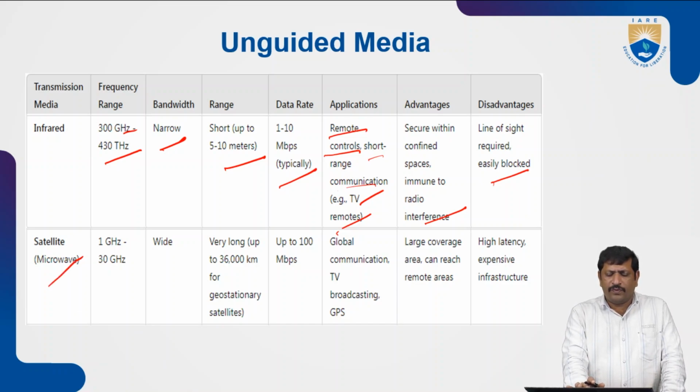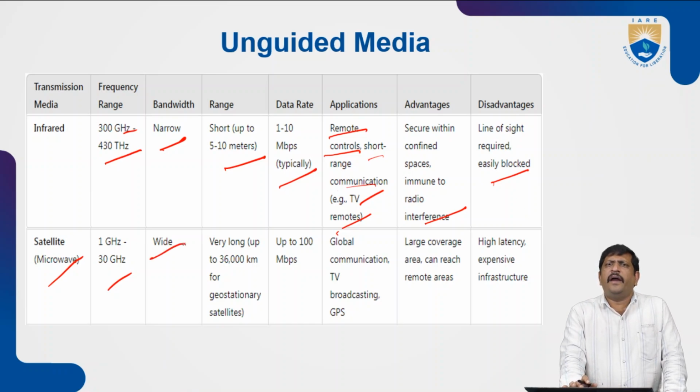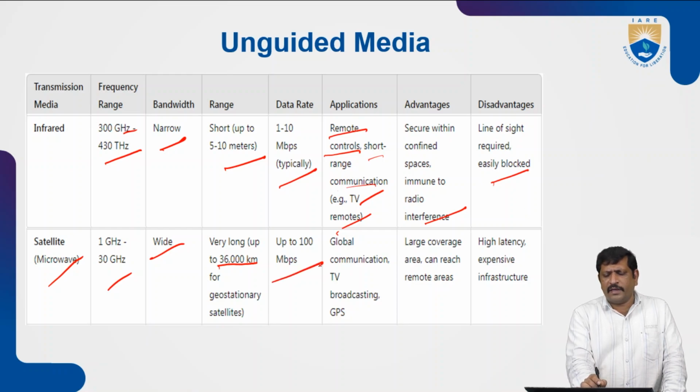Satellites. Satellites use microwaves, with a frequency range of 1 gigahertz to 30 gigahertz. The bandwidth is very wide and the range is very long, so we can transfer signals up to 36,000 kilometers for geostationary satellites. The data rate is up to 100 Mbps.